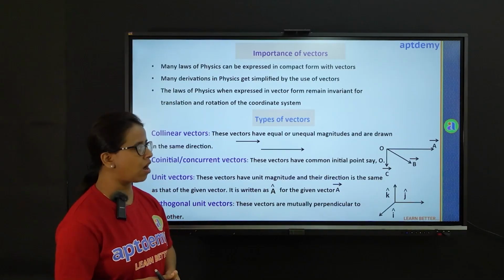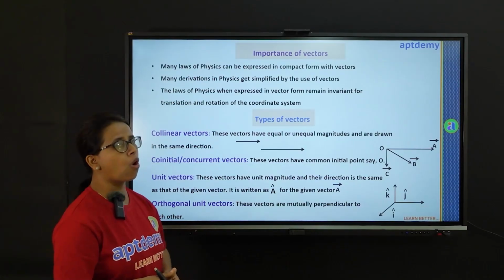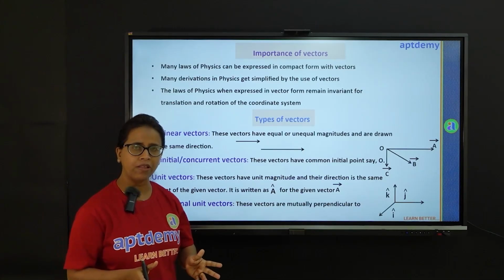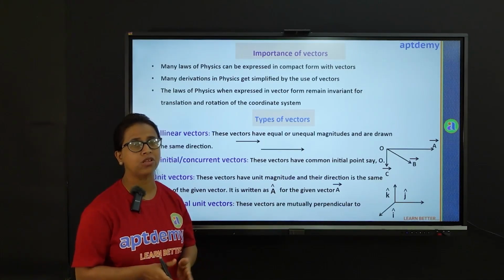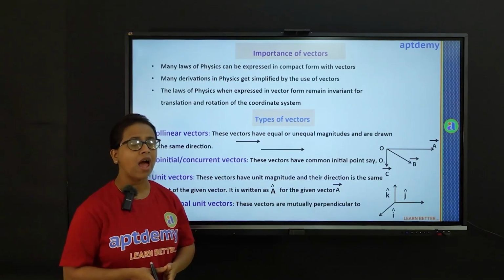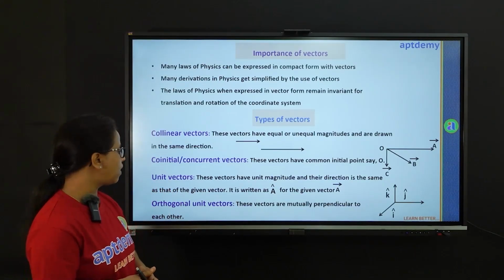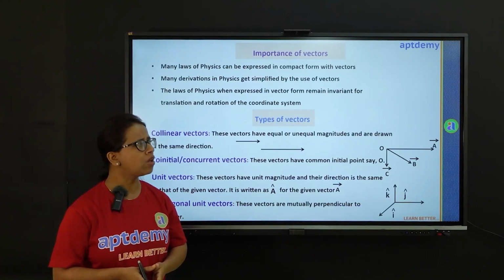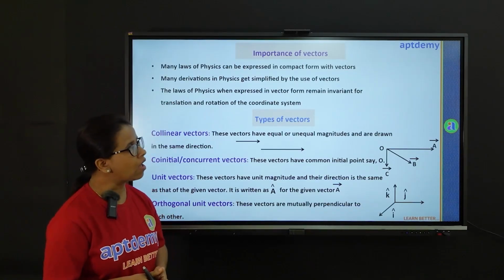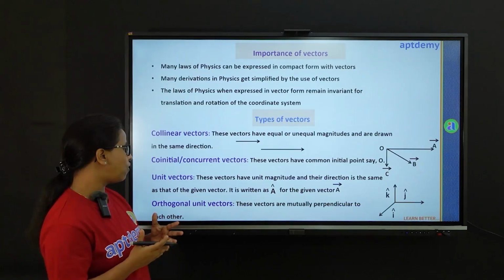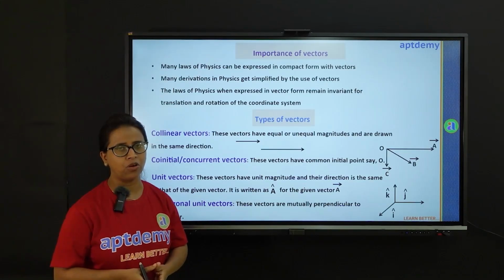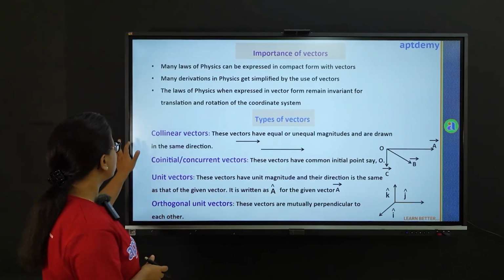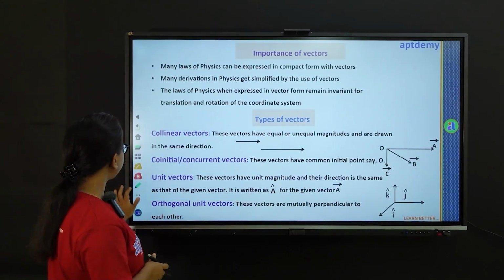So these vectors are co-initial or concurrent vectors. Unit vectors, just go by the name, unit vectors. This means these vectors have unit magnitude and their direction is the same as that of the given vector. So if you have a vector, vector A, and you want to write the unit vector of that particular vector, you will represent it by A cap.